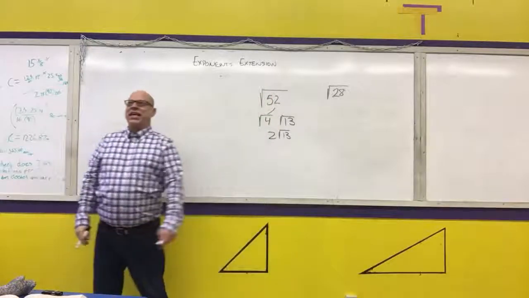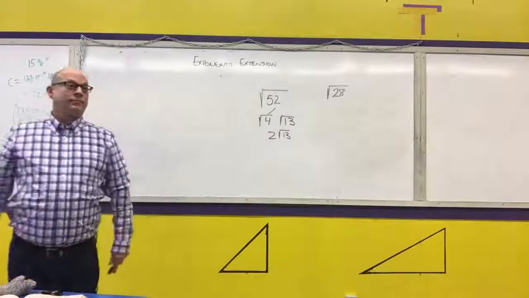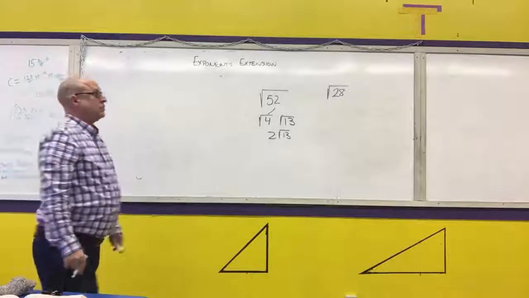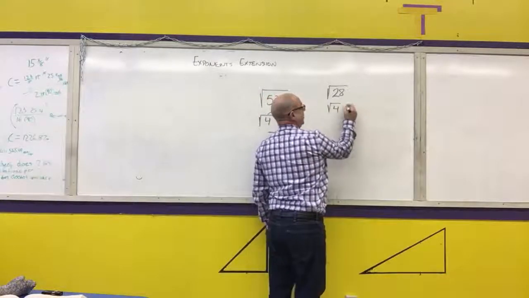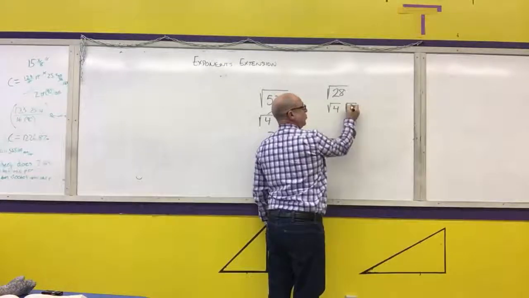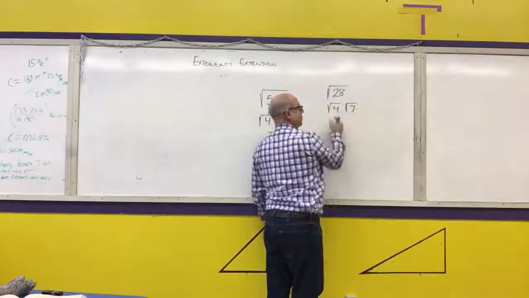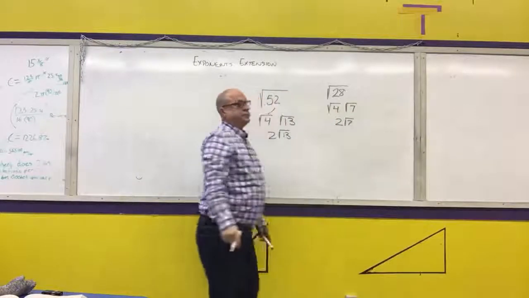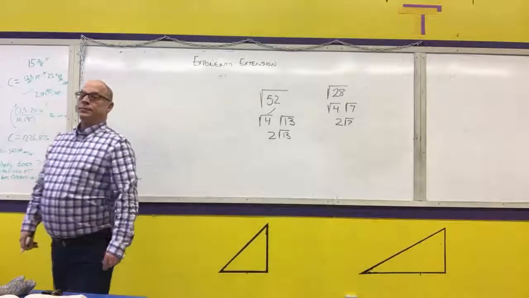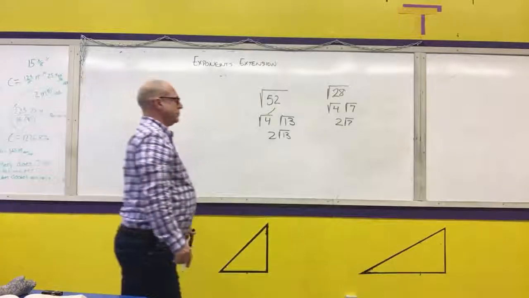Perfect square that goes into 28. Hold on, 4. 4 is like always there. No, it's not always going to be there. So it's 4 times what is 28? 4 times 7. Square root of 4 is 2, and I got 2 root 7. That's so easy, because it's just 4s.